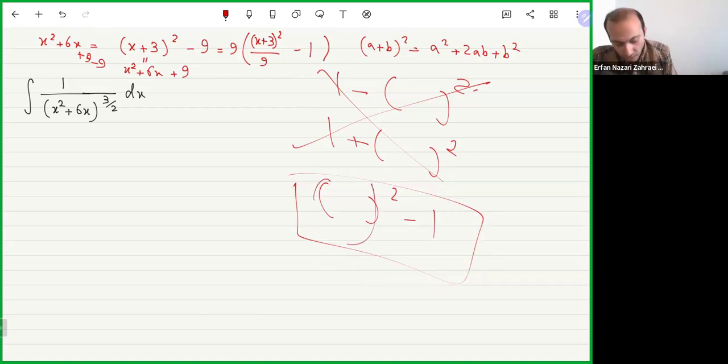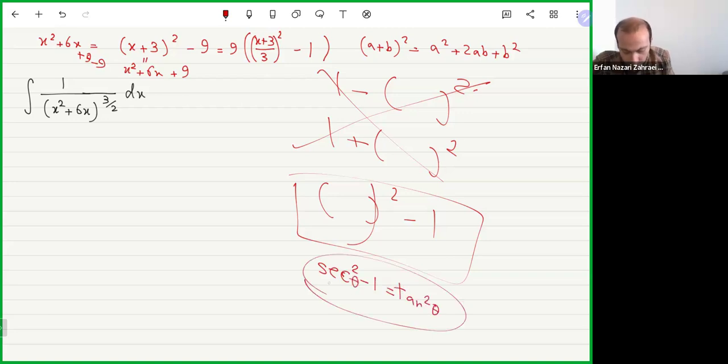Not exactly, it should be something squared. So let me bring this 9 also inside to have it (x plus 3 over 3) squared. Now it's exactly like this. It's something squared minus not any number, just 1. Good. What was this identity? This identity was secant squared minus 1 is tangent squared. Do you remember? That was the identity.